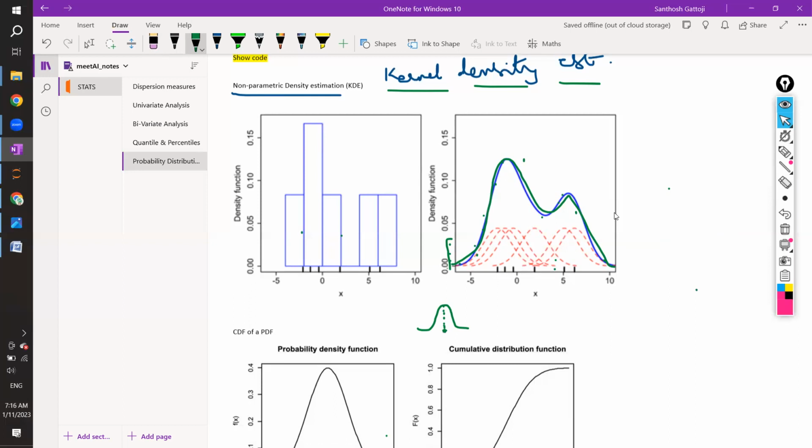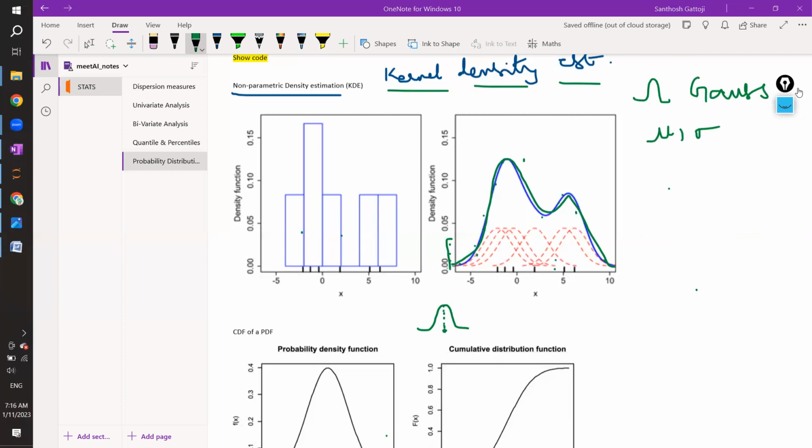Okay, fine. But here there is one point actually. When I say we are drawing a Gaussian distribution, or a normal distribution, for any distribution you need two things to draw, guys. One is the mean, and one is the standard deviation.